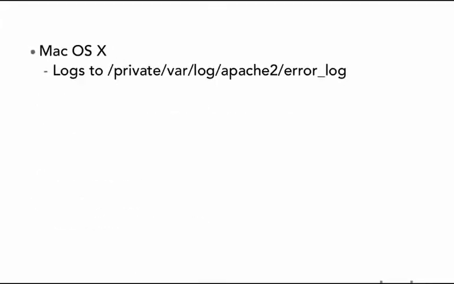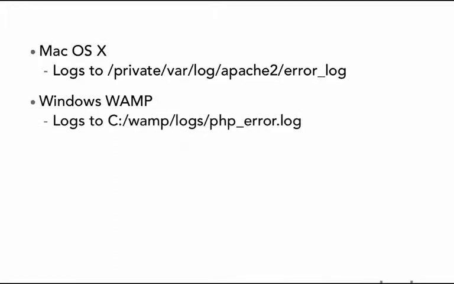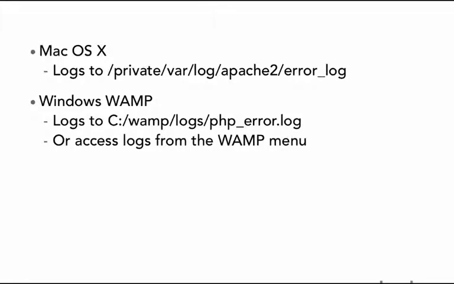If you're on Mac OS X, chances are that by default it's going to be logging to private/var/log/apache2/error_log, and that's where you would find it. If you're on Windows and WAMP, chances are it's going to log into the WAMP folder, into logs, into php_error.log. Or you can access those logs from the WAMP menu.